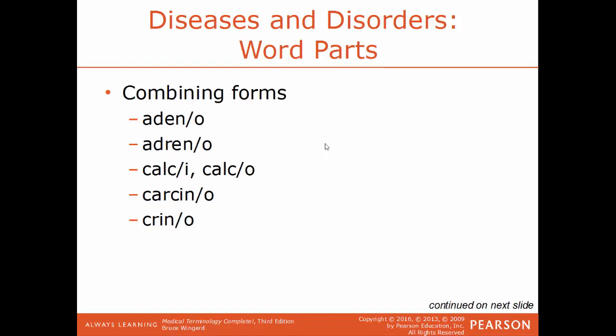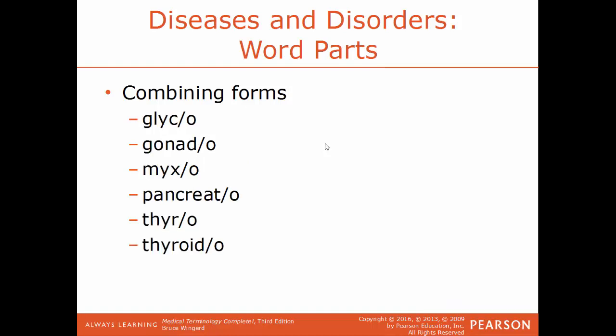Some common combining forms you'll see. Adeno is a reference to a gland. Adreno is a reference to the adrenals. Calci or calco is a reference to calcium. Carcino is a reference to cancer. Crino is a reference to a secretion. Glyco is a reference to a sugar. Gonado is a reference to the gonads. Myxo is a reference to mucus. Pancreato is a reference to the pancreas. Thyro or thyroido, both are a reference to the thyroid gland.